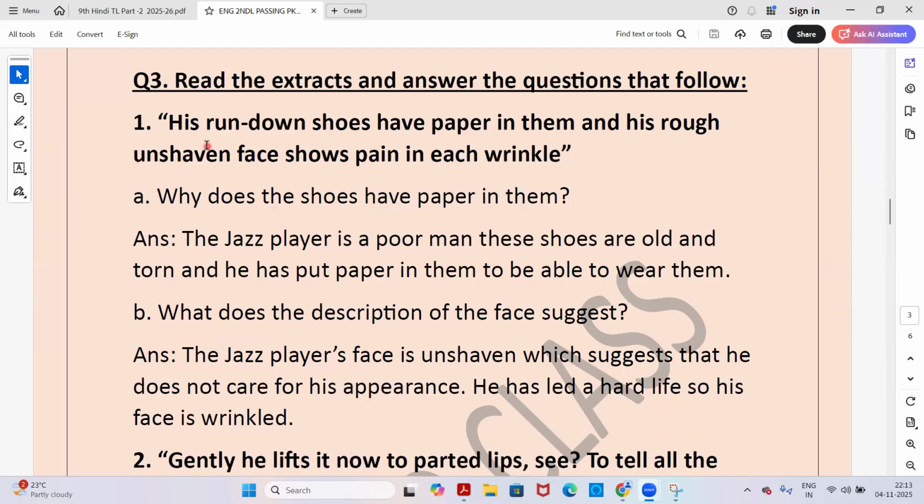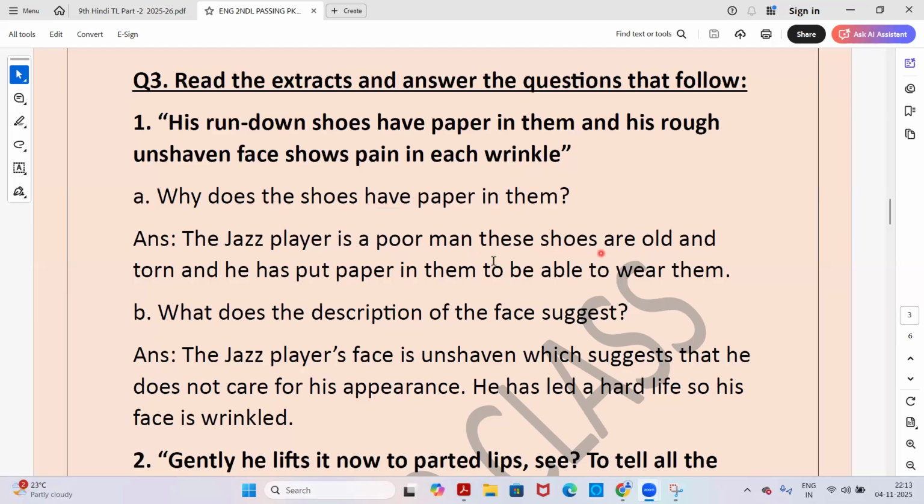First extract here is: His run-down shoes have paper in them, and his rough, unshaven face shows pain in each wrinkle. So this is the extract. It has two sub-questions. So let's see. Why do the shoes have paper in them? Answer. The jazz player is a poor man.